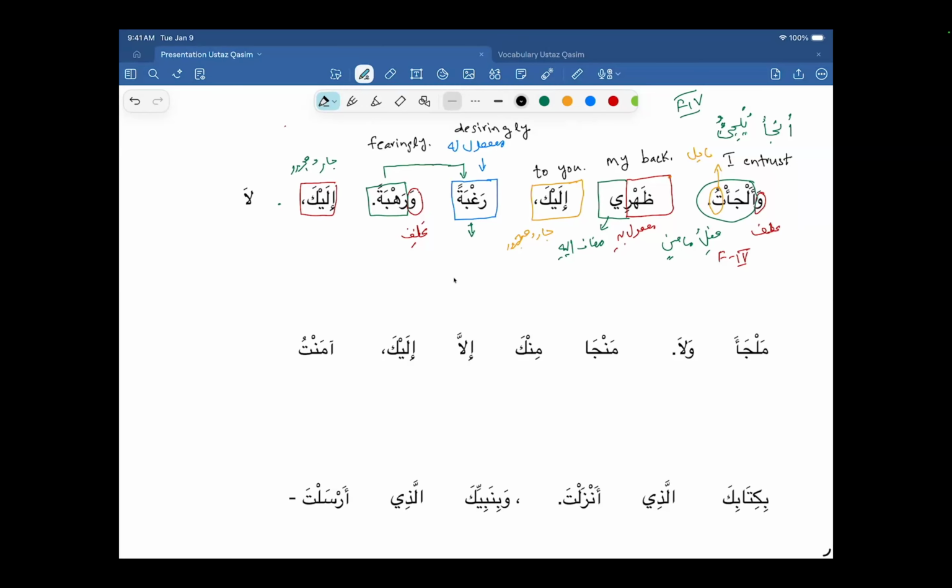I think English got it from there too. Exactly, I was going to say English got it from there. I have your back covered. Yeah, you use that in English. I think that's where they got it from.